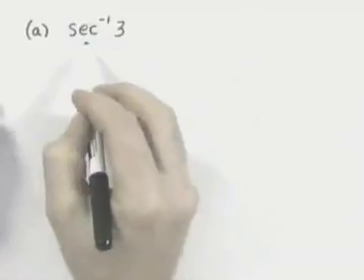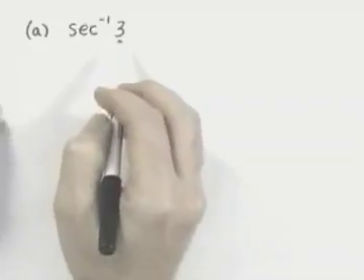We're now going to learn how to use our calculator to find the values of the inverse trigonometric functions: inverse cotangent, inverse cosecant, and inverse secant. Let's go through some examples. We're first going to compute the inverse secant of 3.